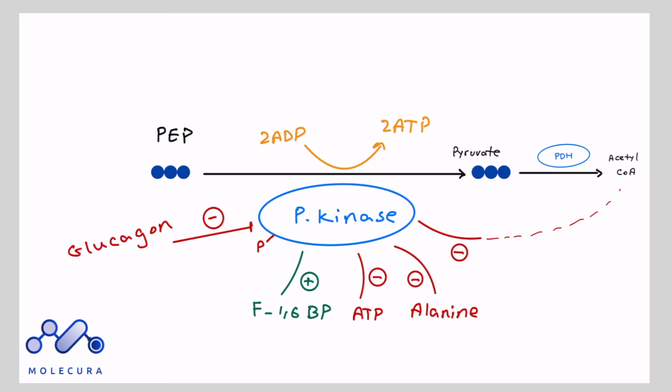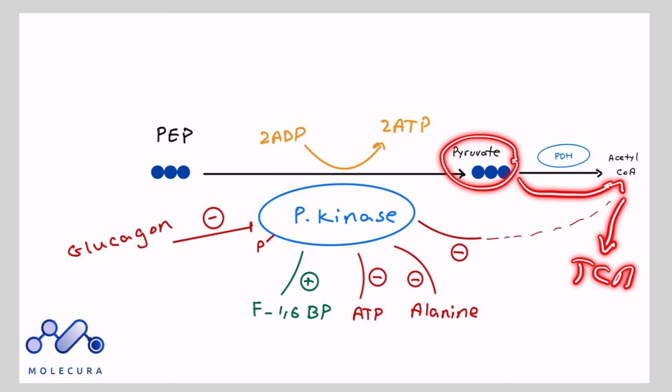Now the question that we need to answer is, what is going to be regulating our pyruvate dehydrogenase? For that we need to answer this question: what happens to pyruvate? The pyruvate can get converted into acetyl coenzyme A, it can go to the TCA cycle, and it can go to the electron transport chain. For this to happen, you are going to need oxygen.